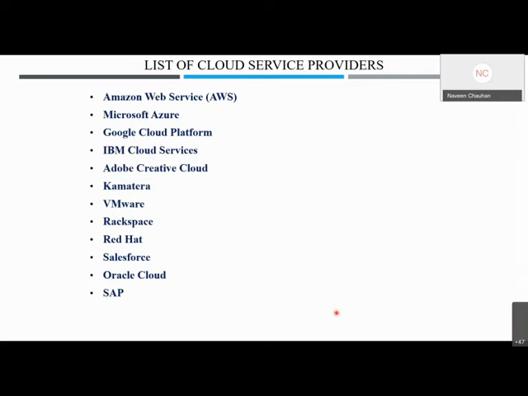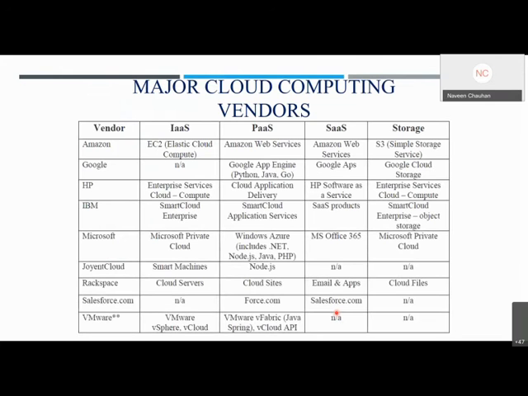As far as the list of cloud service providers is concerned, we have Amazon Web Services, Microsoft Azure, Google Cloud Platform, IBM Cloud Services, Adobe Creative Cloud, VMware, Rackspace and Red Hat. These are all cloud service providers. And the major cloud computing vendors, whether it is Amazon, Google, HP, IBM, Microsoft and others, are the vendors of the cloud computing environment.